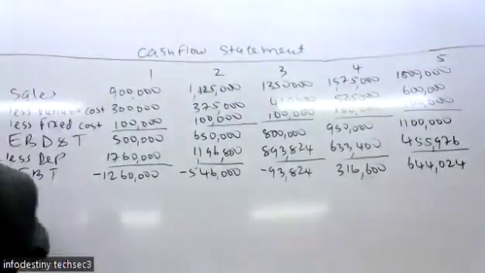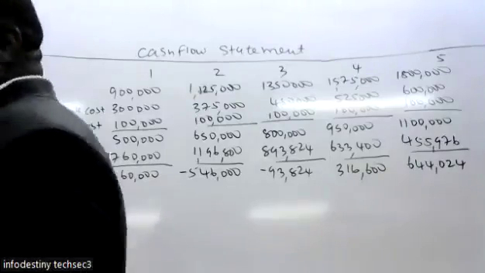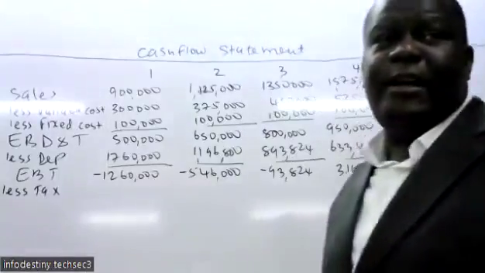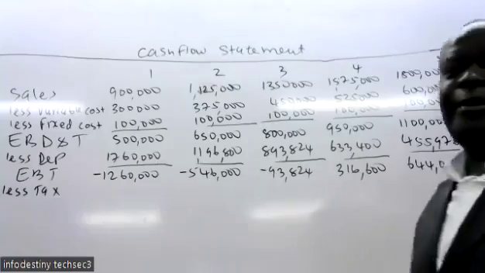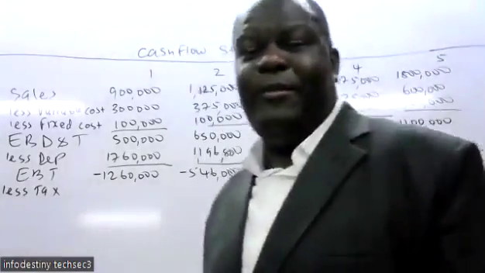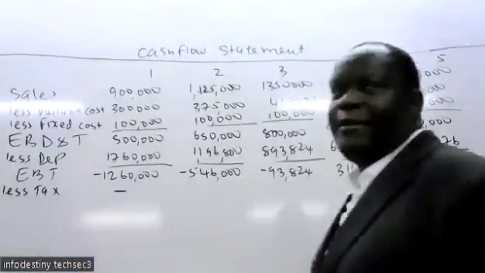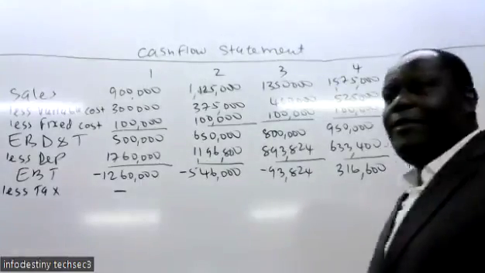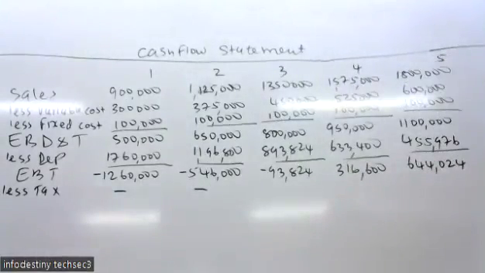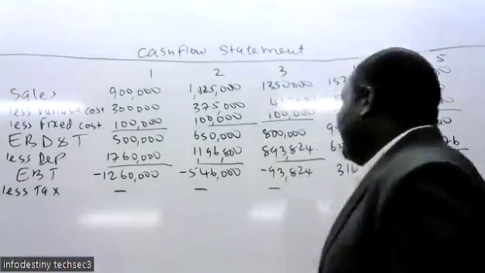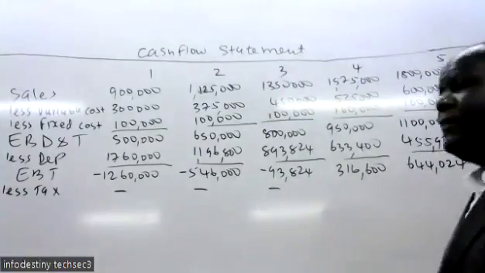So we need now to less the tax. The tax rate is 30%. We don't tax a negative. Remember, we don't pay KRA on the loss; we pay them on the profit. So there is no tax in year one because it is negative. Also no tax in year two and year three because they are negative. So we start the tax in year four.